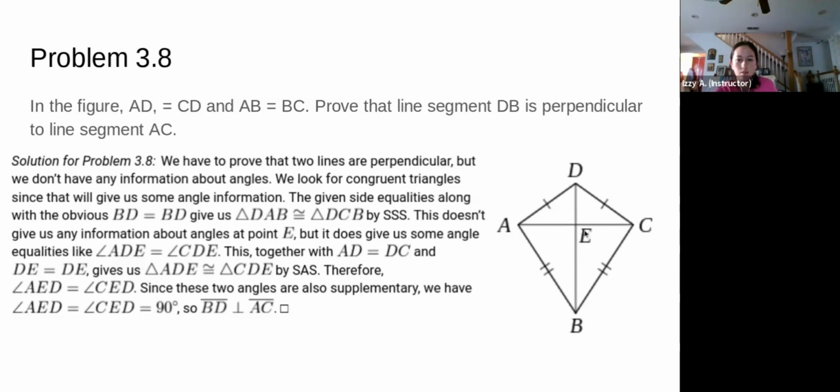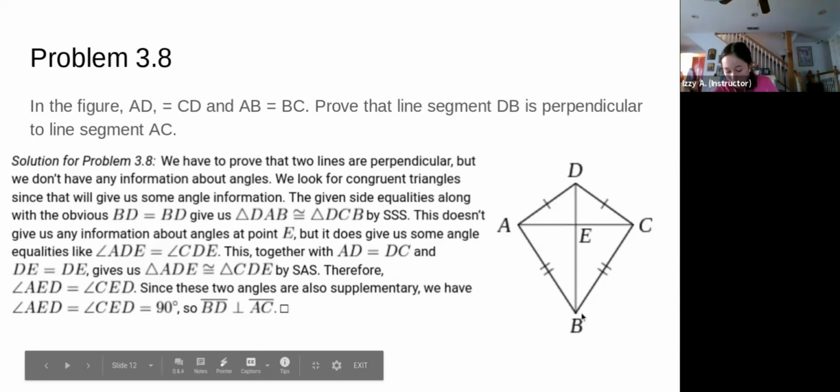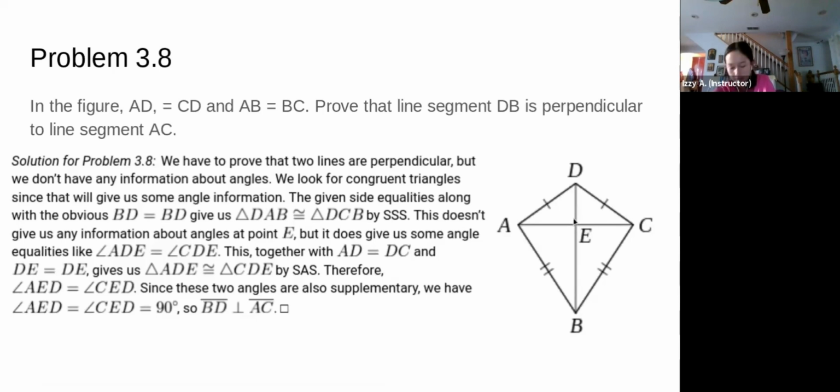However, this does not give us information about point E, or the angles at point E, but we can figure out that angle ADE is equal to angle CDE. So then together, with AD being equal to DC and DE equaling DE, this gives us triangle ADE is congruent to triangle CDE by SAS.